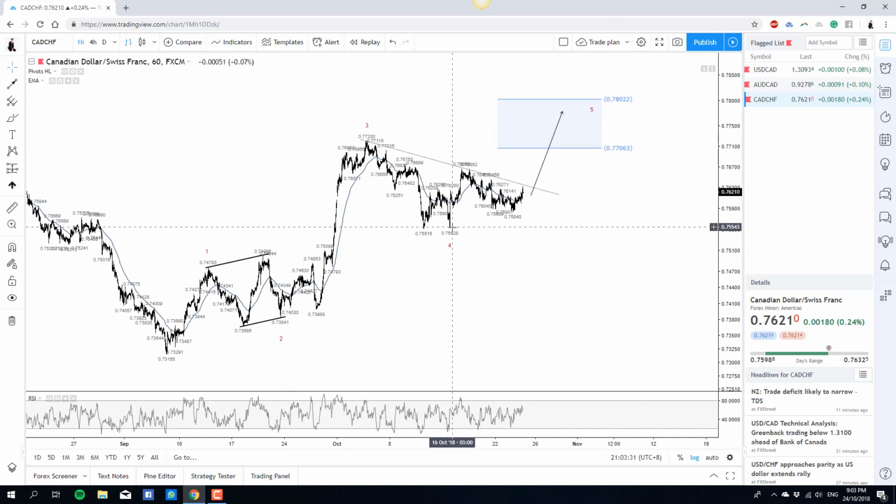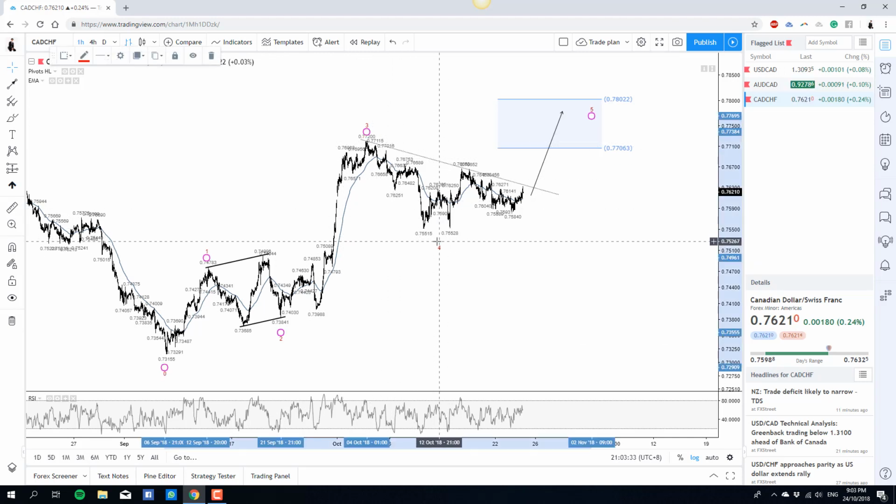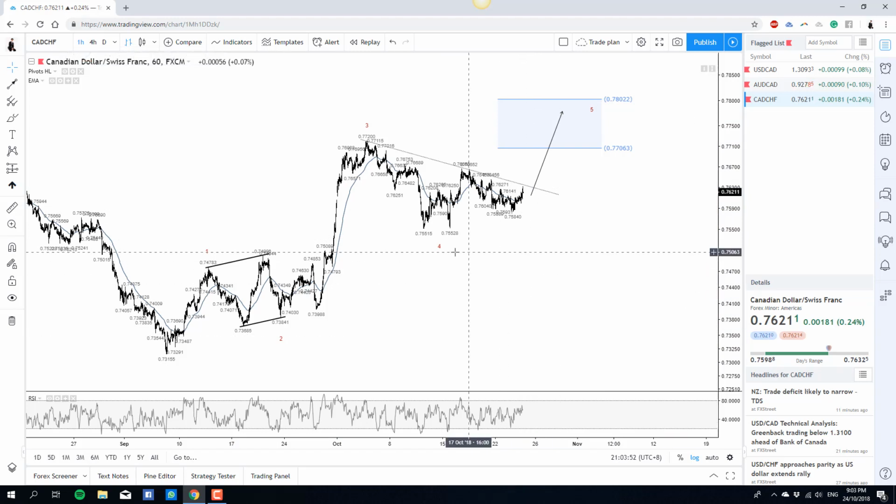And this is potentially the wave 4 that might have completed, okay, around this bottom. If not, alright, we might still potentially see wave 4 developing, which means that we can still see a drop on the Canadian franc going forward, right? But as of now, the projection still stands, alright, that wave 4 has been completed.